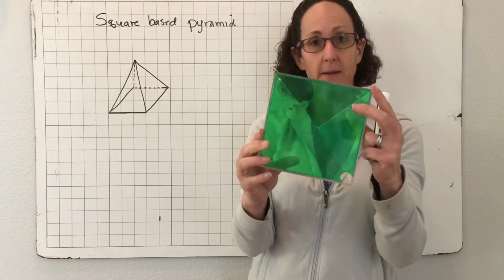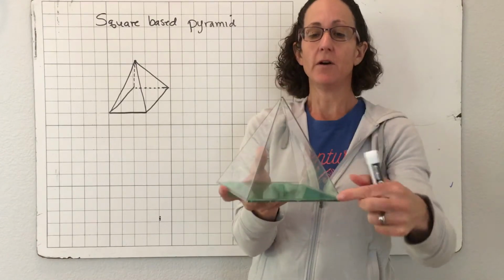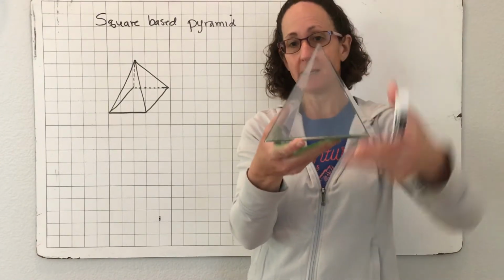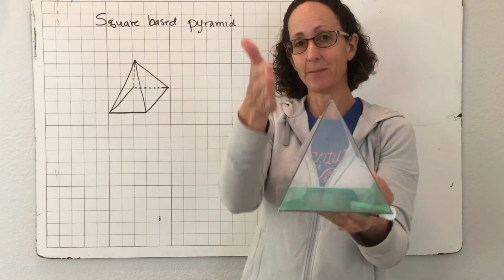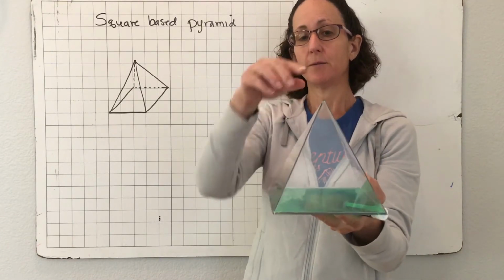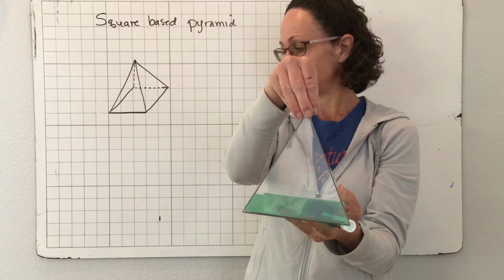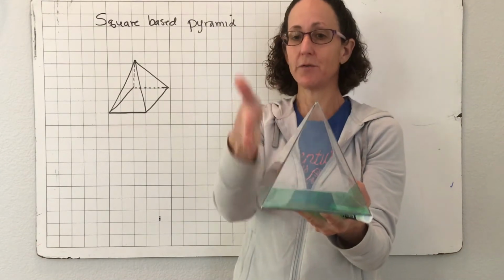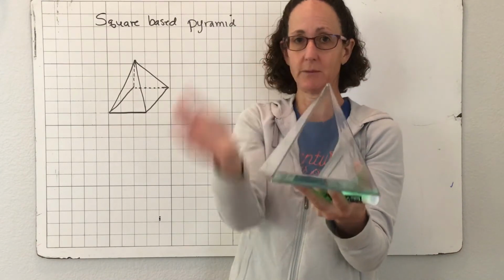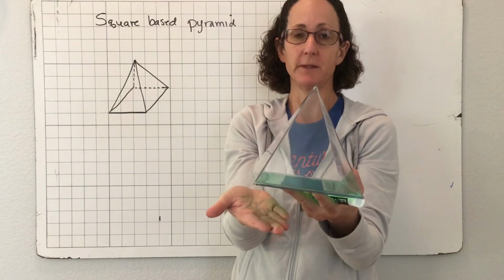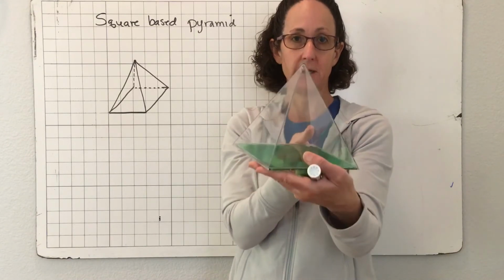It has a square base, which is nice. And then all the sides reach to a peak instead of going straight up like a prism would, okay? So a pyramid has all the points pointing to a peak. A prism has all the sides the same, where the base would be the same as the top and the bottom would be the same, okay? So this is called a pyramid.